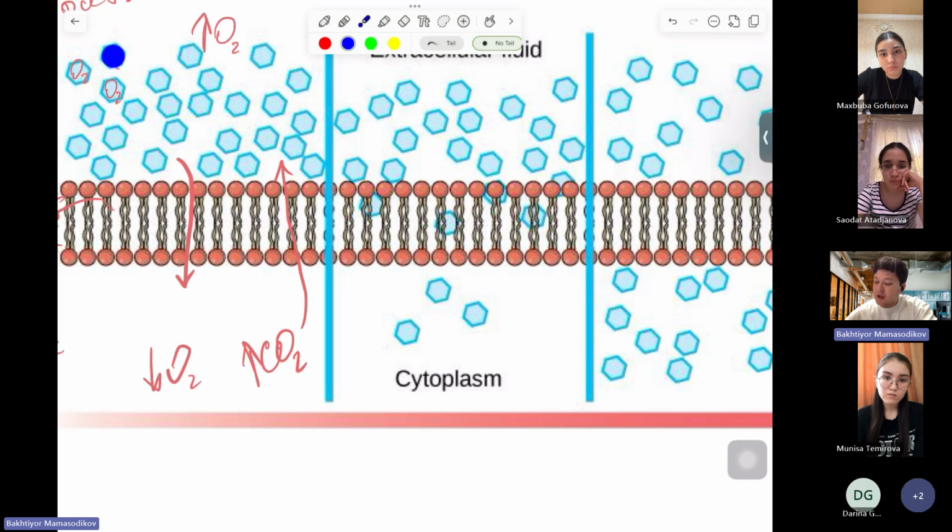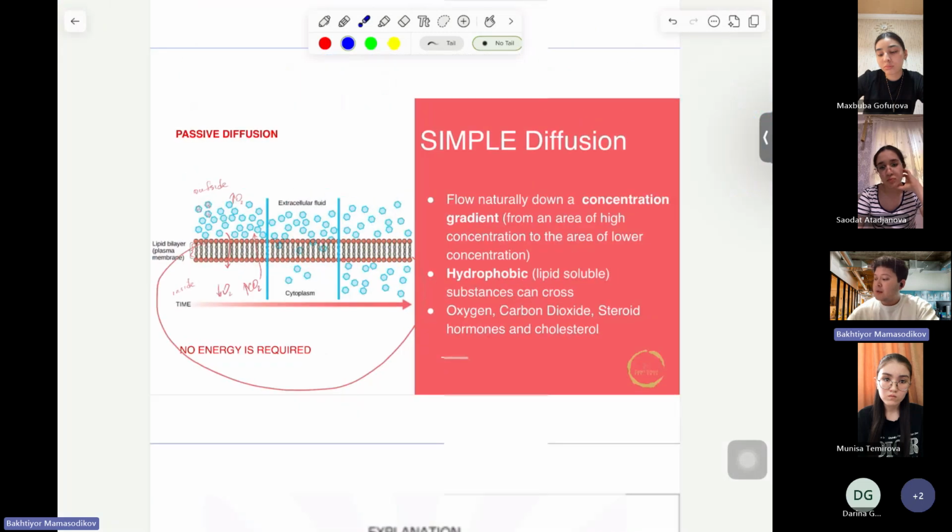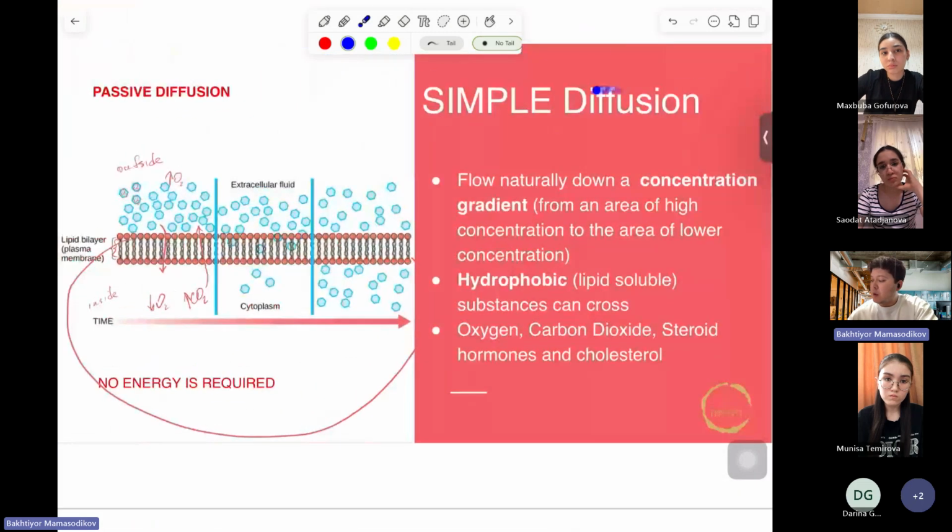Oxygen and carbon dioxide, both of them are hydrophobic substances. They cross the membrane easily through the phospholipid bilayer without any permission. It's like an open boundary to them. Okay, got this point? Yes. So that we call passive diffusion, or simple diffusion.